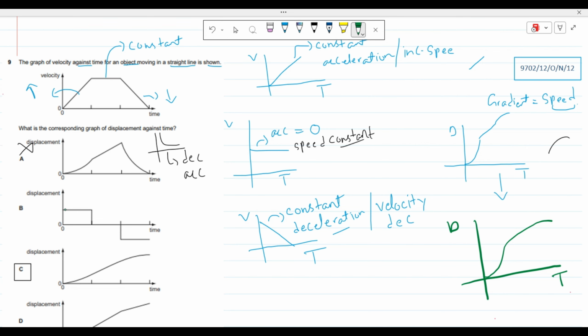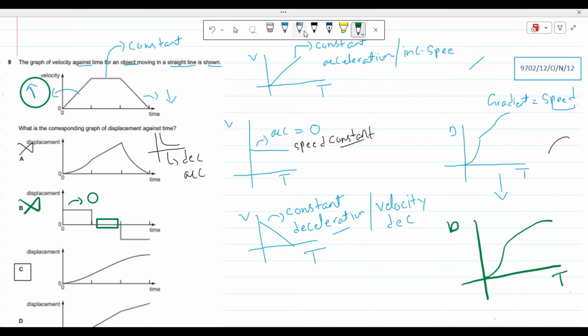Let's move to B. In B, there is straight line. It shows that the velocity is zero, rest, but there is velocity present. It means velocity is not zero. Velocity is increasing as we discussed in the first part. Velocity is increasing, but here is zero. And also this is also zero. That's why B is incorrect.